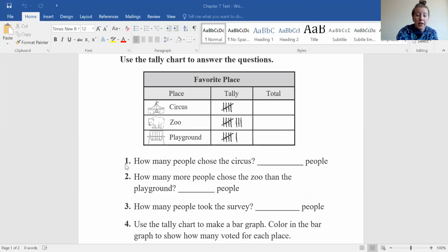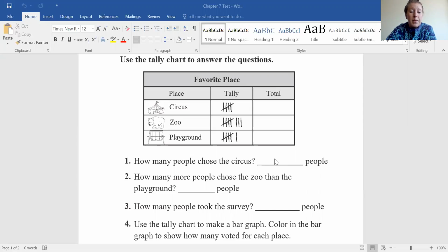Good. Number 1, how many people chose the circus? Write the number of people that chose the circus on this blank, or put a number 1 on your paper and write the answer. How many people chose the circus? Good.